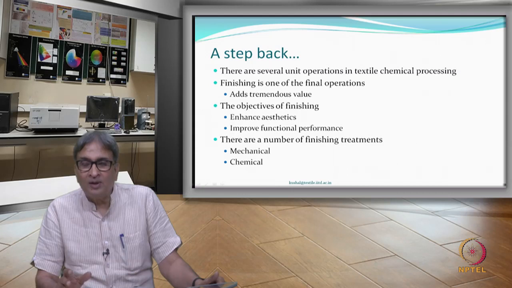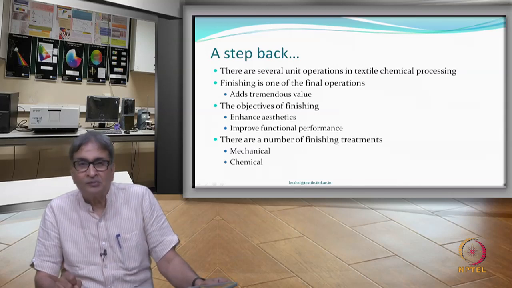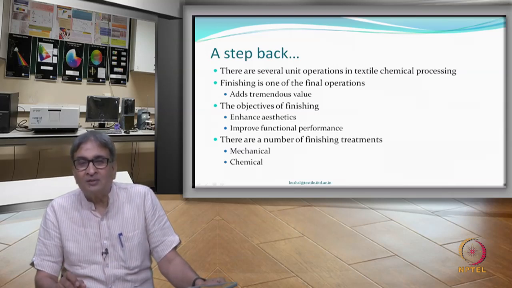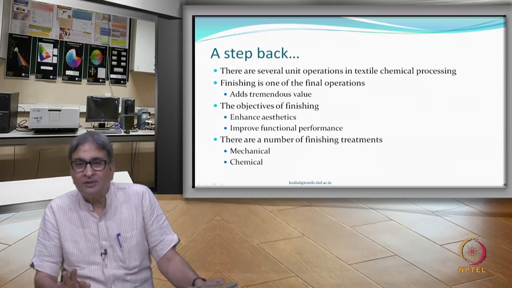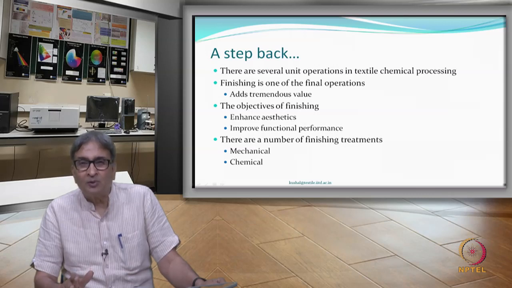We also learned what could normally be the objectives of finishing. One of the interesting objectives is that it does enhance the aesthetics. Also, another important role and objective of finishing is to improve the functional performance of textiles. To achieve this, there are a number of finishing treatments which can be categorized into mechanical or chemical. The mechanical finishing processes would generally be dependent on the machine itself, while the chemical finishing processes would be more dependent on the chemical structure of the compound.